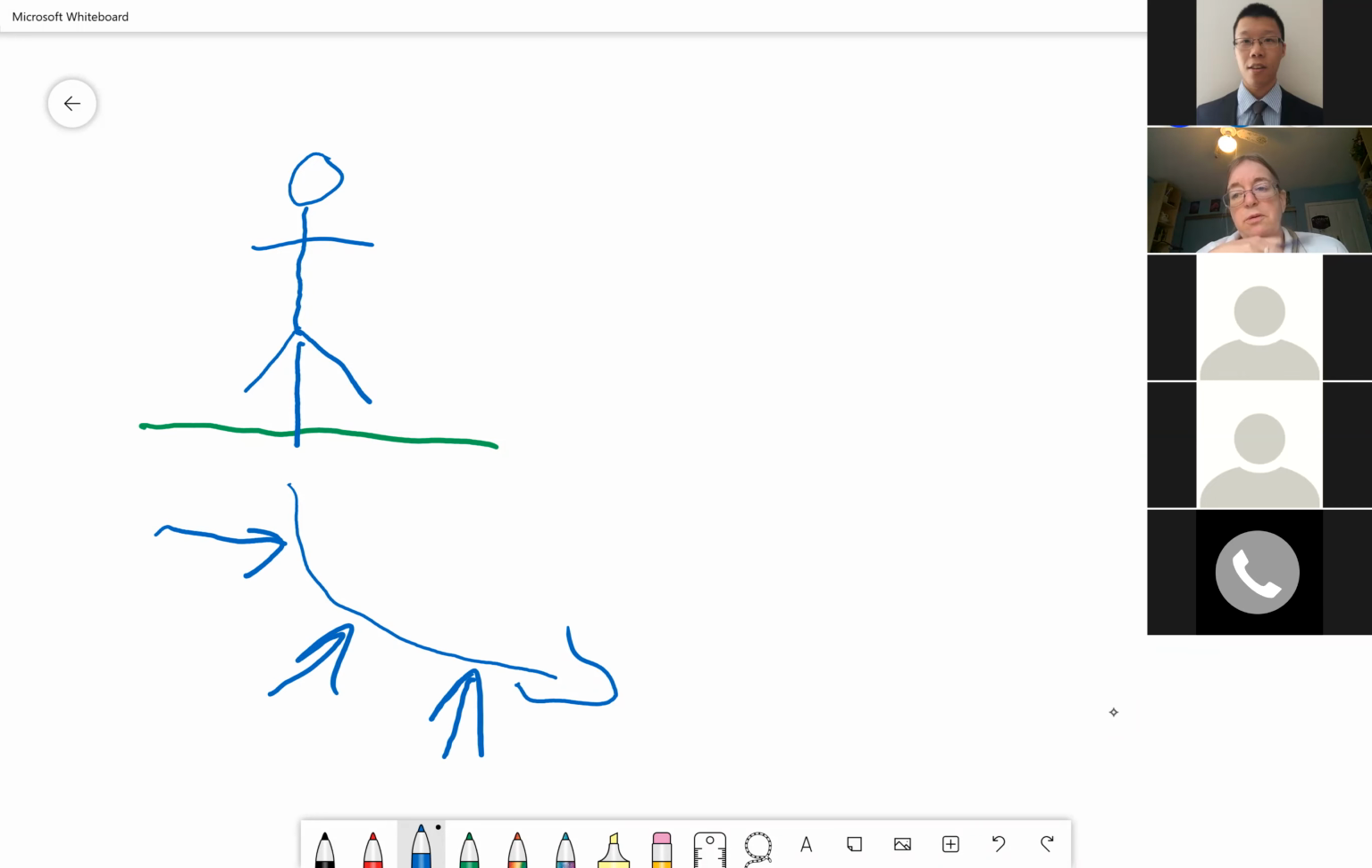And the magnitude of the gravity is going to be the same as the magnitude of the push, because they're not going up or down. They're staying on a horizontal trajectory. So the force that's pushing up is going to be the same as the force that's pushing down.